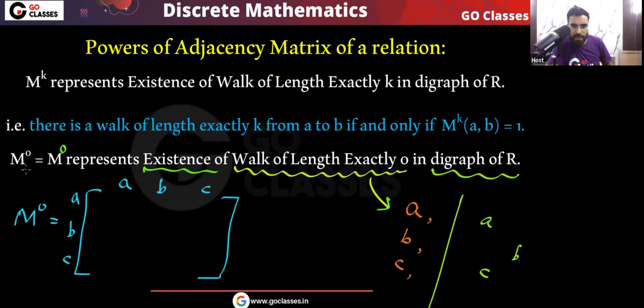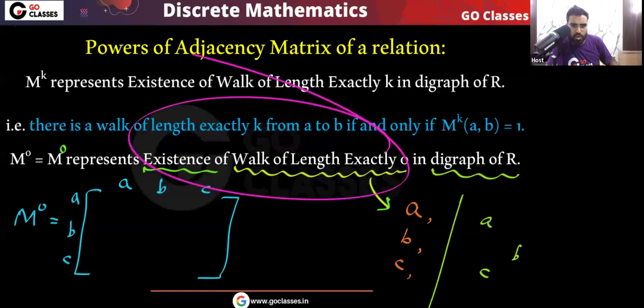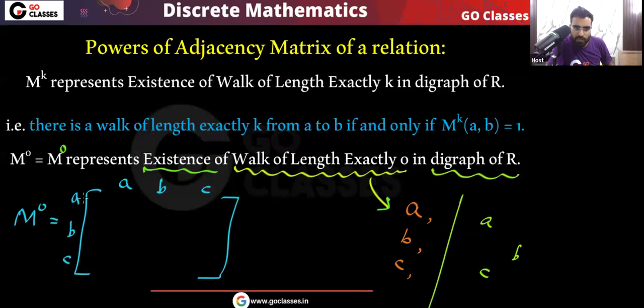So M power 0 represents existence of walk of length 0. From A to B, does there exist a walk of length 0? No. From A to C? No. From B to A? No. From B to C? No. From C to A, from C to B? No. Because between different vertices you cannot have a walk of length 0.